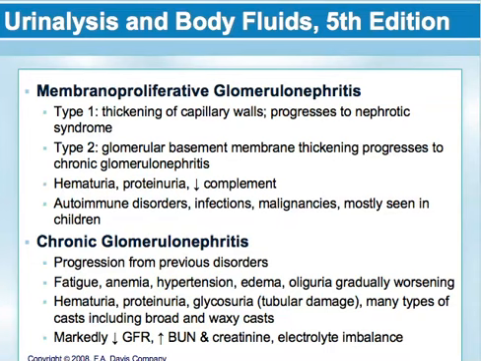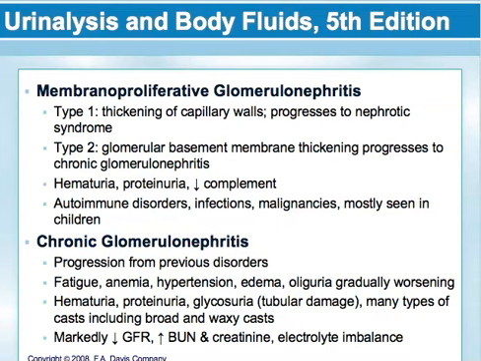Next is membranoproliferative glomerulonephritis. With this one, we've got two types. Type 1, where you'll see increased thickening of the capillary walls in the glomerulus and peripheral capillaries. This one advances to nephrotic syndrome. And then type 2, where you've got dense deposits in the glomerular basement membrane, which progresses to chronic glomerulonephritis. These are going to be mostly seen in children, and it's associated with autoimmune disorders, infections, and malignancies. Lab findings with this one would be hematuria, proteinuria, and decreased serum complement levels.